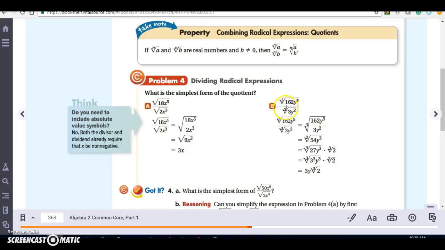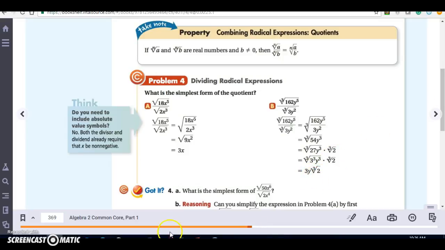Again, they have the same index, so I have the cube root of 162y to the 5th, divided by the cube root of 3y squared. And again, I can put it all under one radical and divide, and I get 54y to the 3rd. 54 breaks down to 27 times 2. And I know I can take the cube root of that, so the cube root of 27 is 3, and the cube root of y to the 3rd is y. So I can pull out that 3y, and I'm left with the cube root of 2.